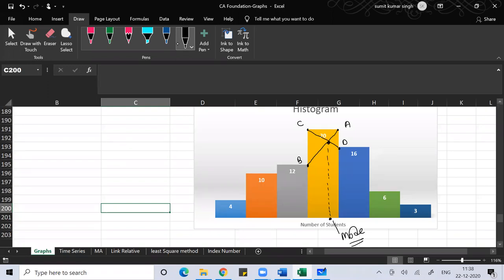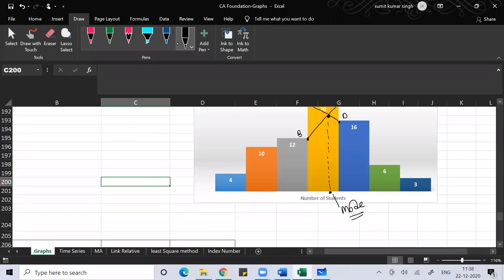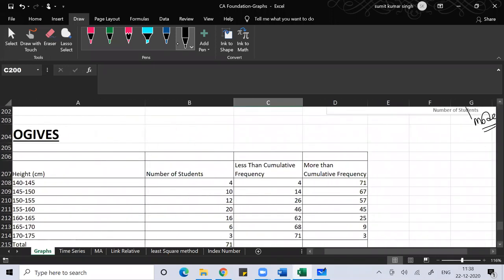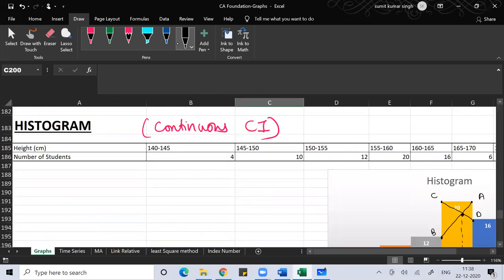Clear, everyone? I hope everyone understood this. So this is called a histogram, and graphically this way we can find the mode. Okay everyone, so you understood what a histogram is.